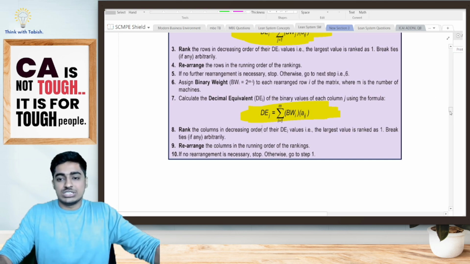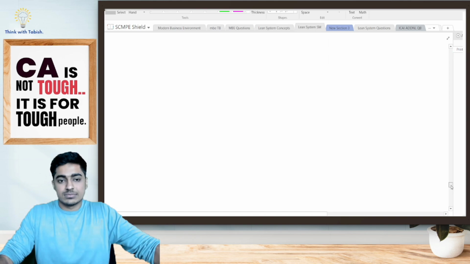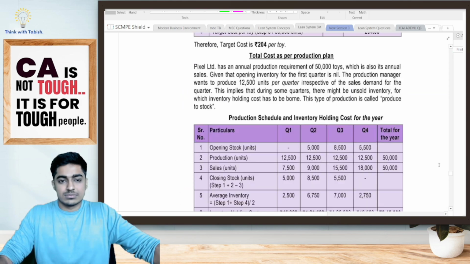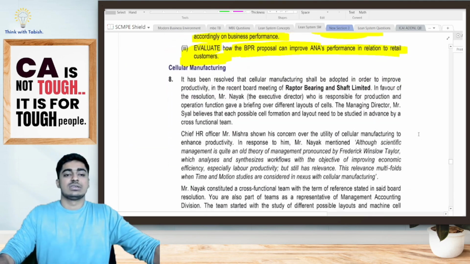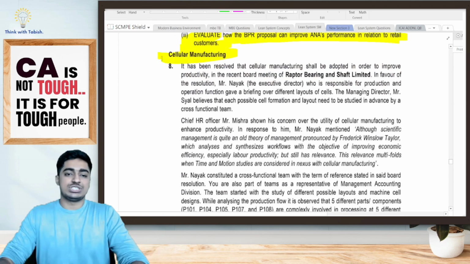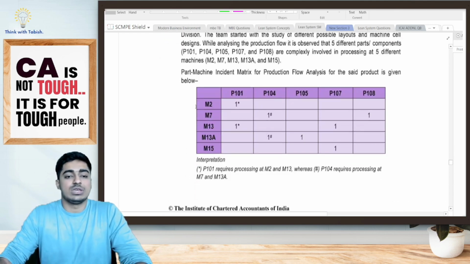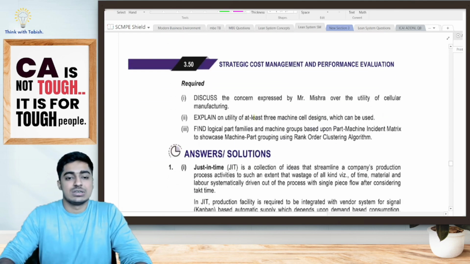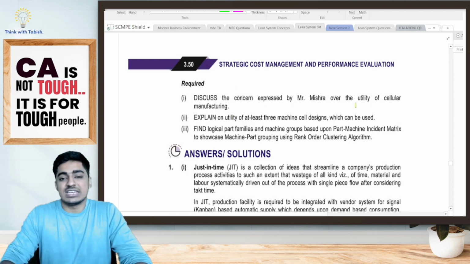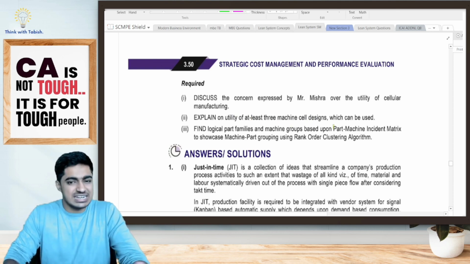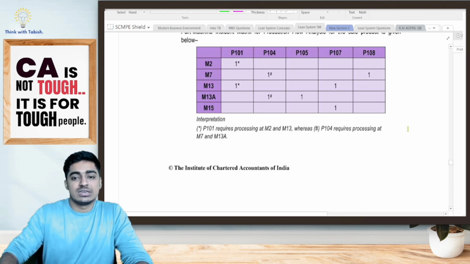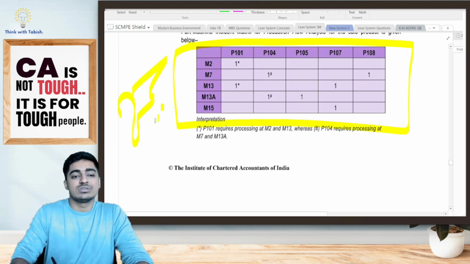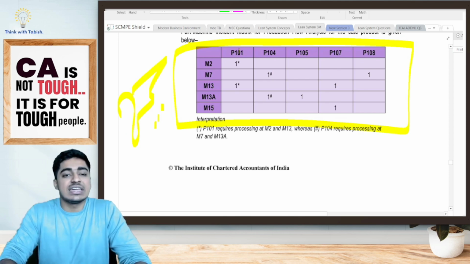Now, we have one question. Test your knowledge, question number 8. What do we need to do here, students? Three things are there. First, discuss the concern explained over utility of cellular manufacturing. Explain on at least 3 machine cell designs which can be used, and use ROCA. For ROCA, if you look at this, it is the same data which we have used. Yes or no, students?